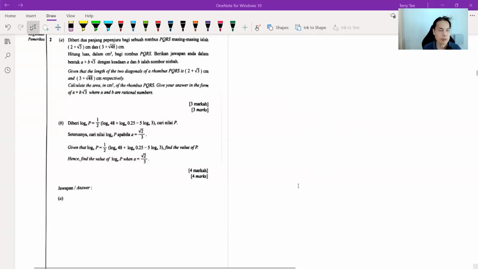Okay, let's move on to question number 2. This is from the chapter Indices, Surds, and Logarithm. For the first part, we're given that the lengths of the 2 diagonals of a rhombus are 2 plus surd 3 and 3 plus surd 48.